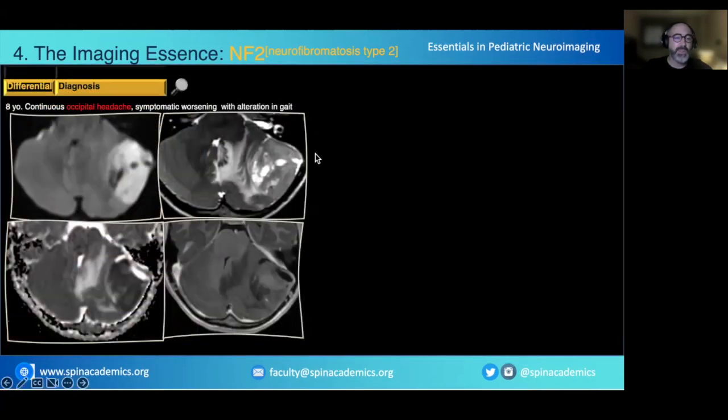It's very important to make the differential diagnosis. For example, this lesion seems an extra-axial lesion, and you can say, okay, maybe it's a meningioma, but at 8 years it's not the typical age, and also it's not the typical location in the cerebellum. And also the diffusion signal, which is very cellular, is not typical, and that's the SHH medulloblastoma, very characteristic.